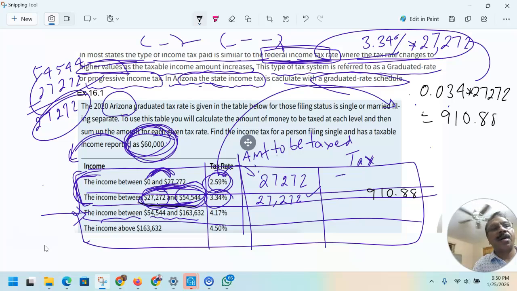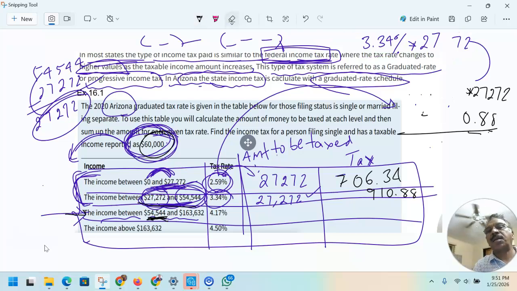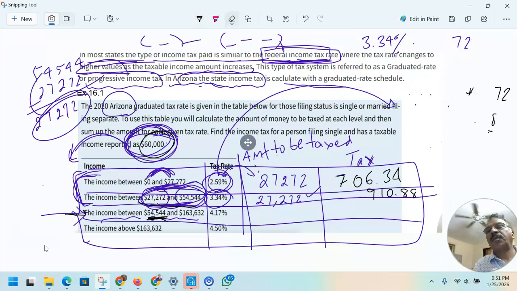The top one we already got the answer as 706.34. Now our issue is that 60,000 is between these two. So all you have to do is find how much more it is from 54,544, so we'll have to subtract. Let me erase this, since I don't need it, so that I have enough room to write.